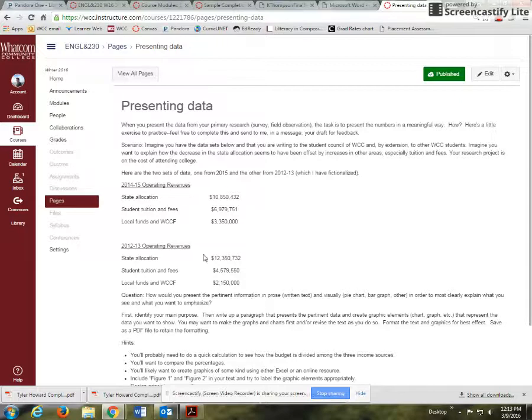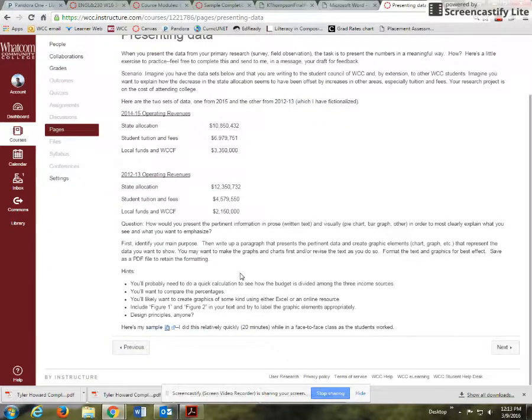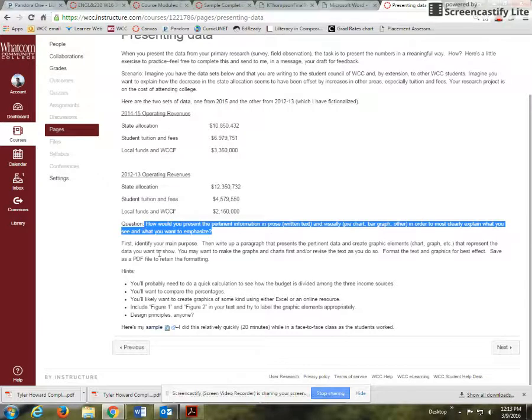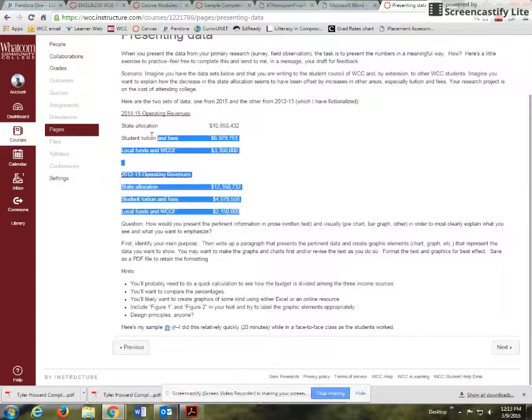Imagine you had this data and you wanted to present it to the student council to explain how the cost of attending college is increasing. You've got this data from 2014-15, 2012-13. How would you present it in a paragraph which clearly explains what you want to say, and then shows it graphically? I'm asking you to mess with that, and see if you can put together a little paragraph with some charts and graphs to really bring this data into focus for a reader.